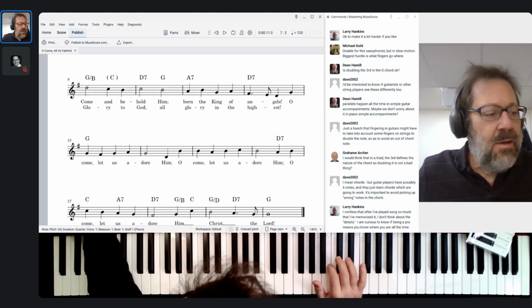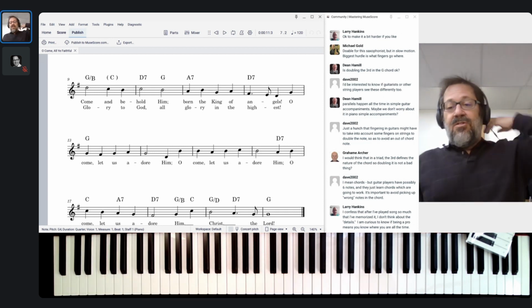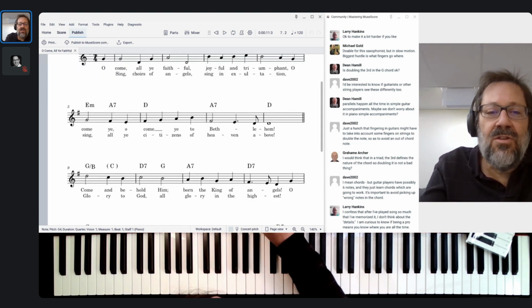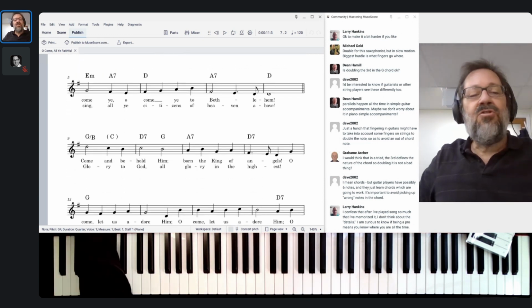So Larry, you're saying that you've played this song so much that you've memorized it, but I don't know if you're using these exact chords because these are my kind of simplified chords. That'd be interesting to know.